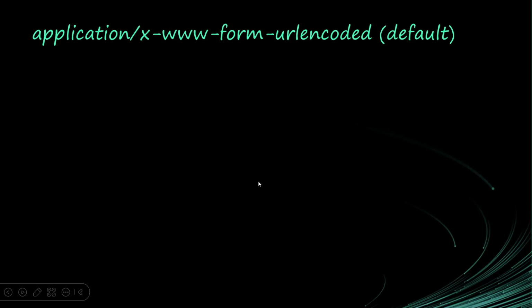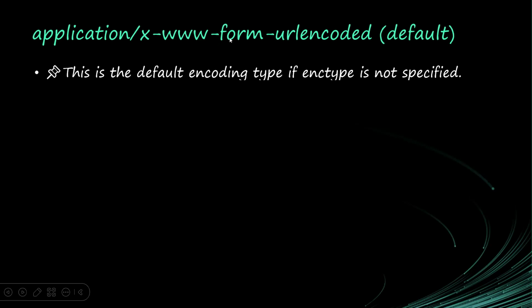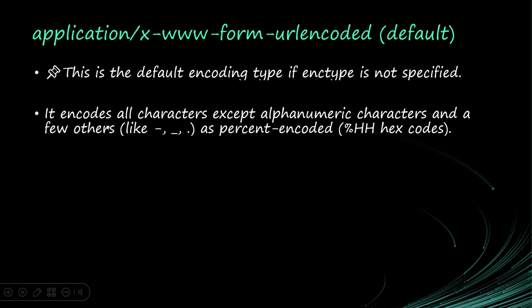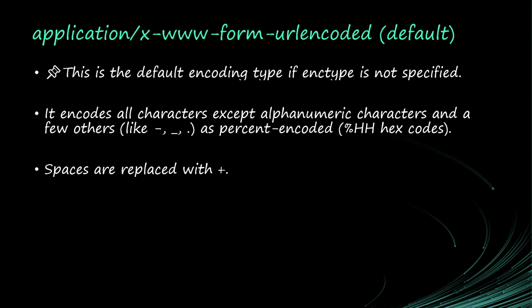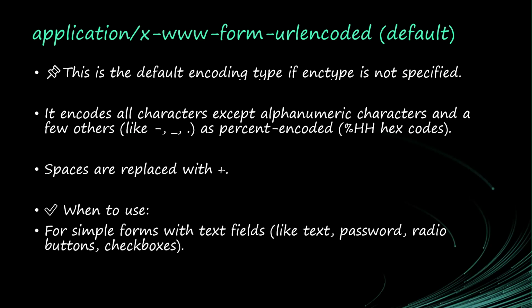Whenever we have different types of the enctype, this is the default encoding type. If it is not specified, this is the default value. It encodes all characters except alphanumeric characters and a few others. It will use the percentage encoding, but spaces will be replaced with plus. You saw it, those spaces were replaced with plus. I'm not going to go into too many details here.